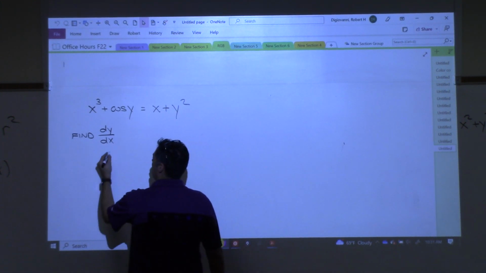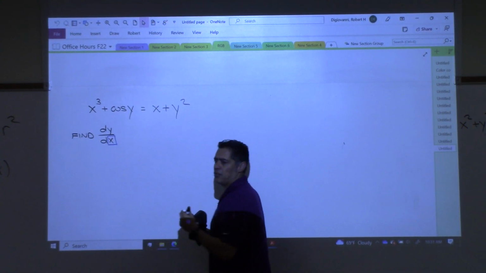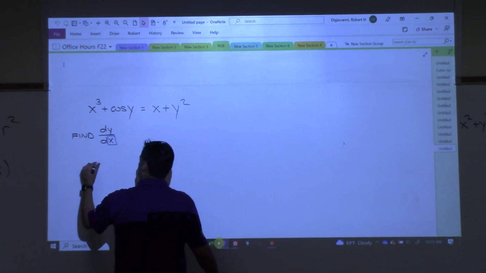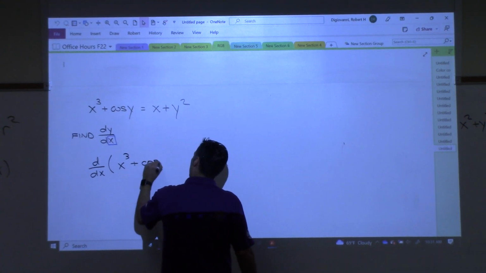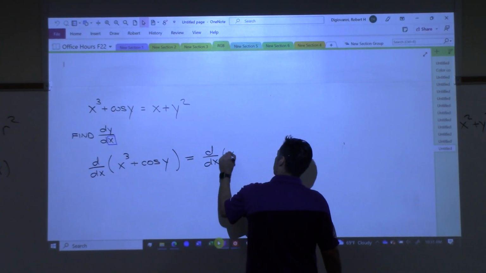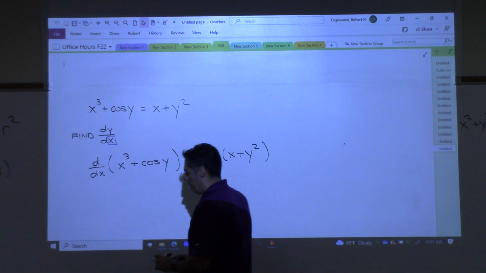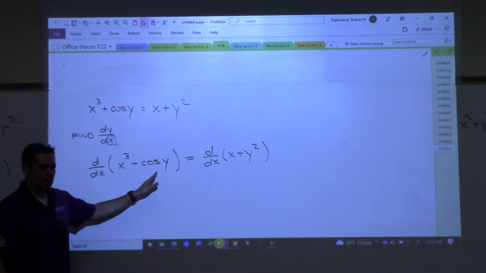Right, so what I'm going to do, because I'm differentiating with respect to what variable here? X, right? I'm differentiating with respect to x because it's the one on the bottom. That means I'm going to take the derivative with respect to x on the left side of the equation equals the derivative with respect to x on the right side of the equation. All right. I have addition here, right? I can do these separately.